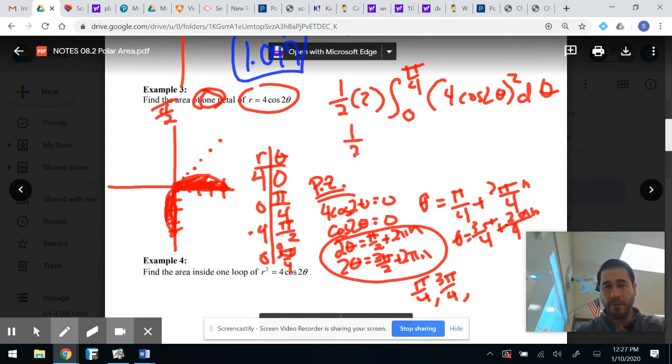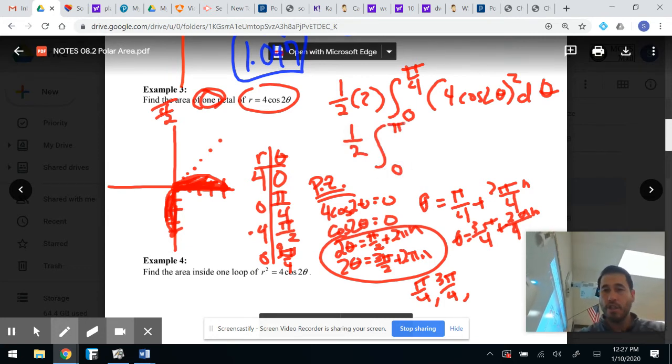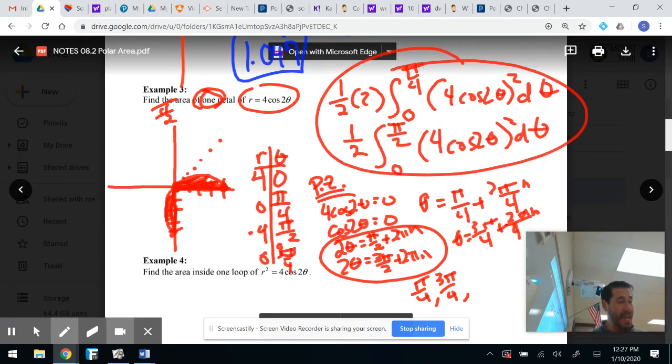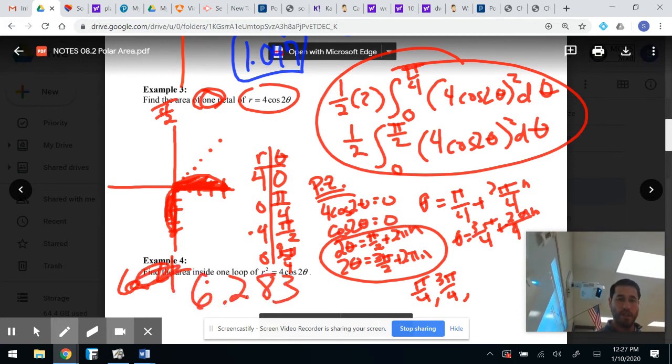And that is a full petal. So I could go from 0 to pi over 2, because that makes a complete petal. And so there's many other ways that you could do these, okay? But you guys plug that into your calculator, and if you do it correctly, you get 6.28. I don't know if that's truncated or rounded.